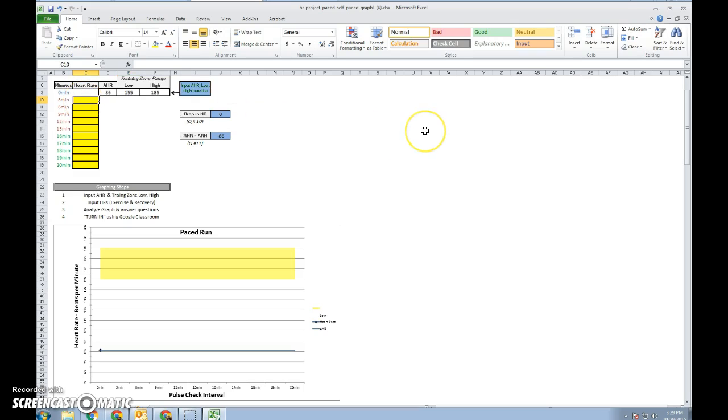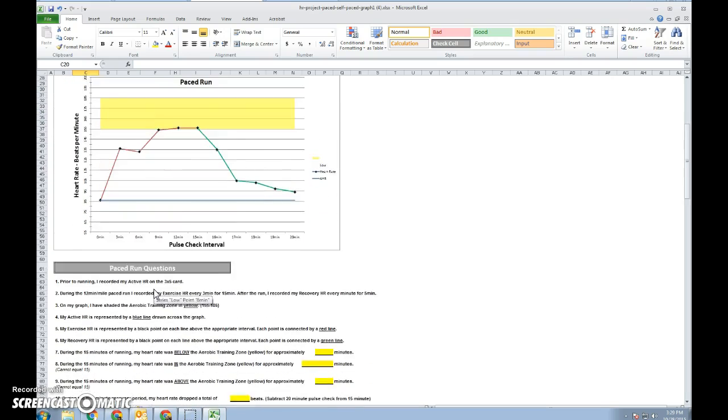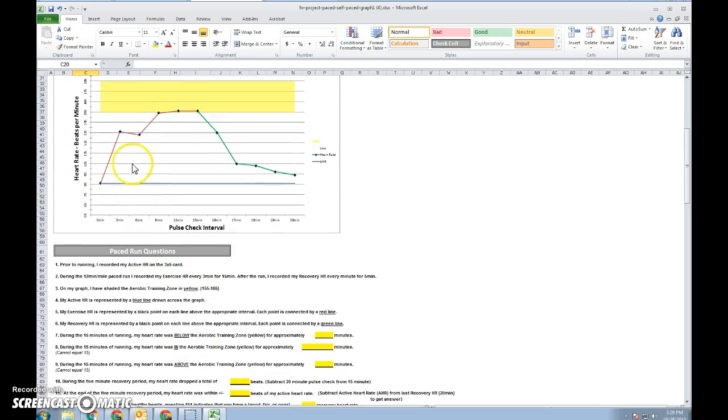So we'll start to plug in our numbers. Whatever your numbers are would get plugged in here. I'm using somebody else's numbers here. And recovery rates. And there we go. So all my data is in. The graph is completed. The red section here is exercise. The green section is all my data points from recovery. And there's my graph.